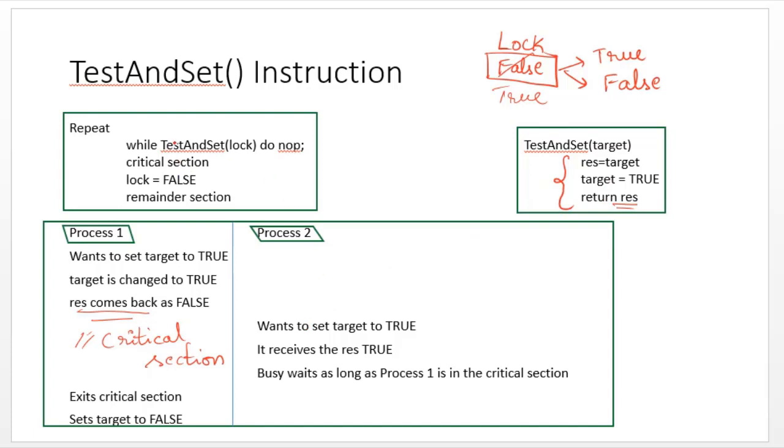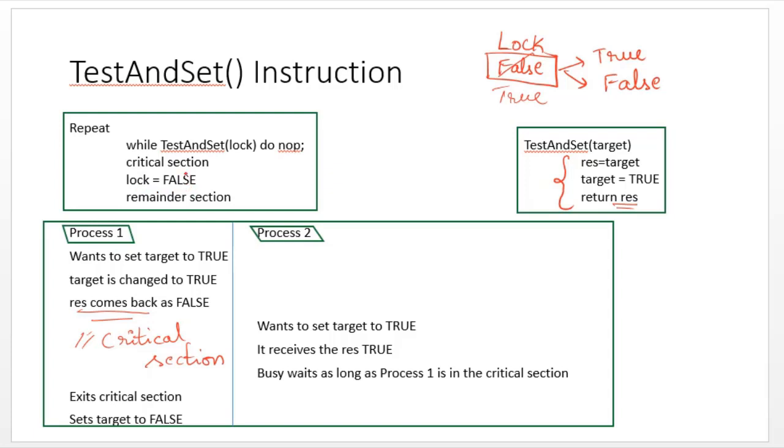That means process 2 will get stuck in the while loop doing nothing at all until lock value becomes again equal to false. And when does the lock value become false? When process P1 exits the critical section. You can see the code. When any process exits the critical section, it will release the lock by setting lock variable back to false.